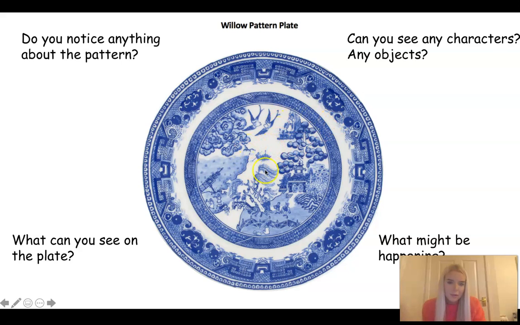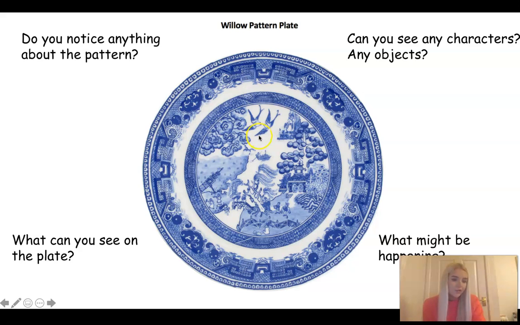I can also see a boat here. It looks like some people are trying to escape from somewhere. But where are they trying to escape from? Where are they going to? I can see lots of other things, but two things that are quite large in this plate are two birds. What type of birds are they? And what's their purpose? Are they helping someone? Are they being an enemy to someone? Are they going to turn someone into something? What is going on?